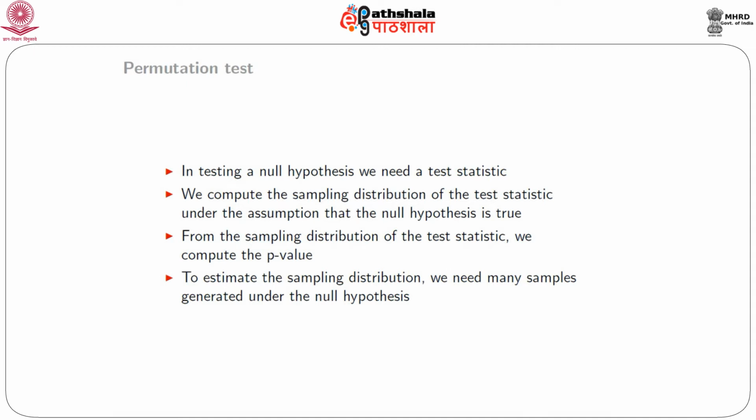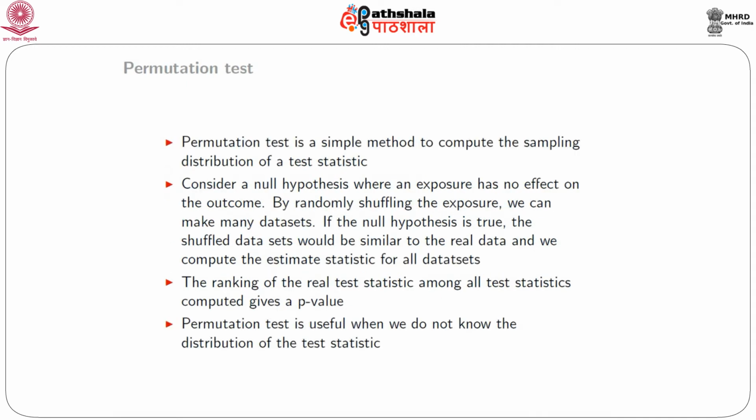Now, there can be situations where it is not so easy to compute the sampling distribution. A permutation test gives a simple way to compute the sampling distribution for any test statistic. Note that to estimate any sampling distribution, we need many values of the test statistic. So, we need to generate many samples under the null hypothesis, and for each sample calculate the test statistic, and from there we get a sampling distribution of the test statistic.